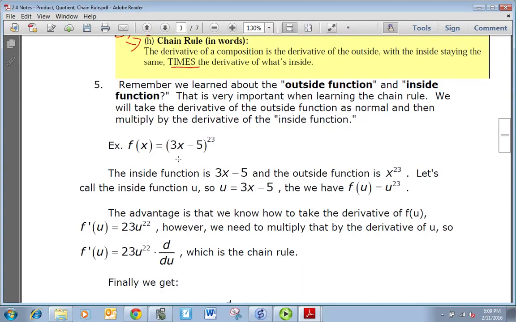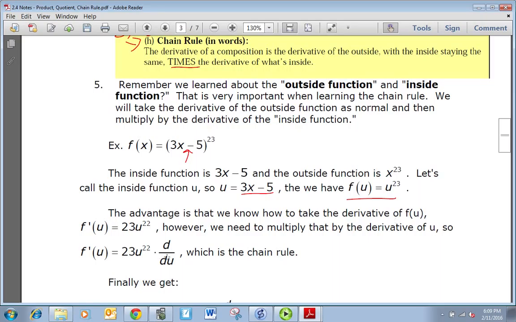So if I have f of x equals (3x minus 5) to the 23rd power and I want to take the derivative, the inside function is the 3x minus 5 and the outside function would be x to the 23rd. It's composed of those two functions. So we let u be the inside function, so u is equal to 3x minus 5, and we can rewrite it as f of u is u to the 23rd power. Now it's easy to take the derivative of that, it's just 23u to the 22nd power.